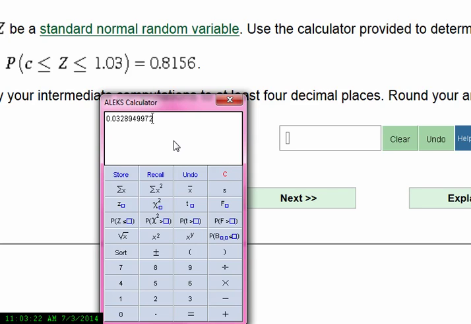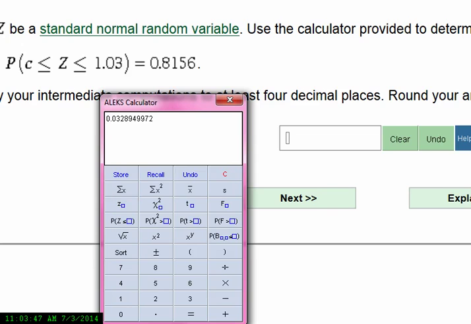All right, so I know that the area to the left of C is equal to this 0.0329, and I said earlier that there is a button on the ALEKS calculator that allows us to find it, and it's the Z box. If you put your mouse over the Z box, it says, you know the area to the right? I'll give you the Z score. Well, we don't know the area to the right. We only know the area on the left-hand side.